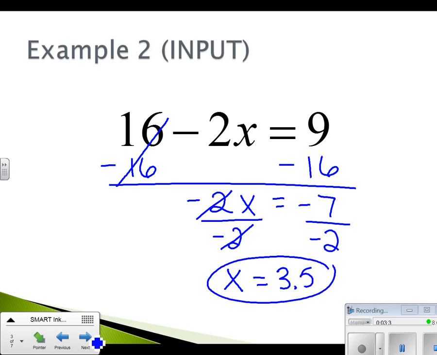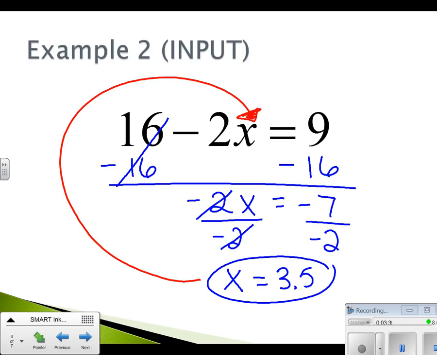And then check your work where you take your solution, plug it into the original equation, and type in 16 minus 2 times 3.5 and you get 9.